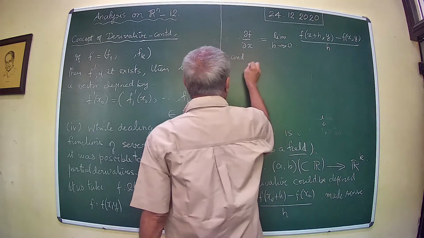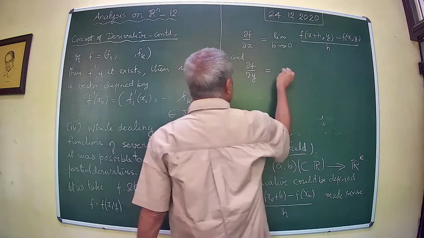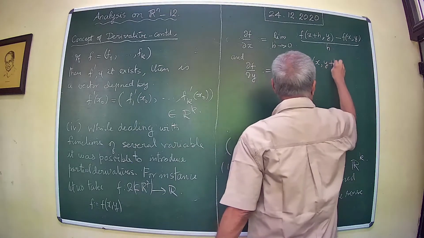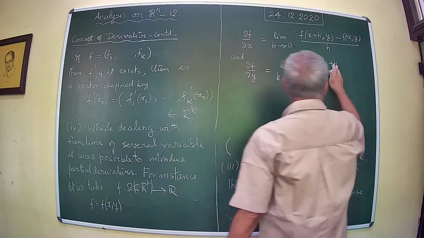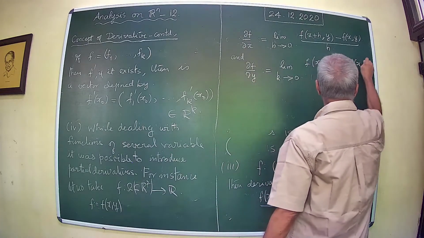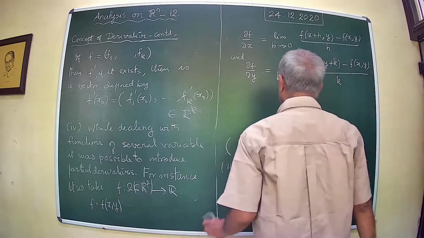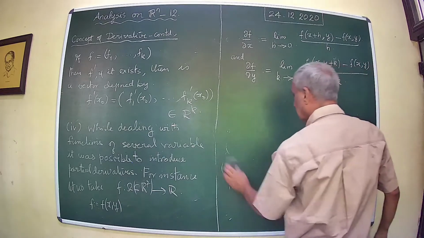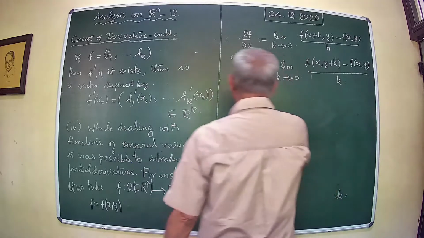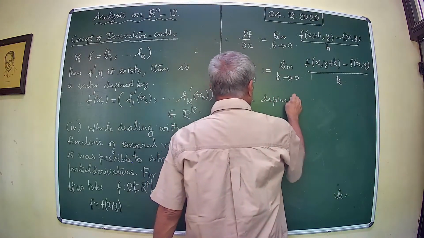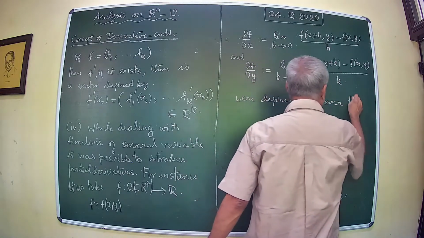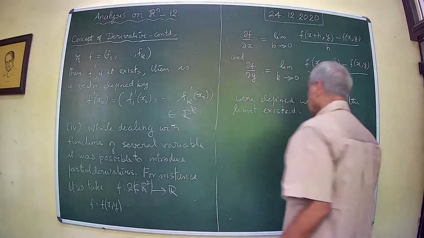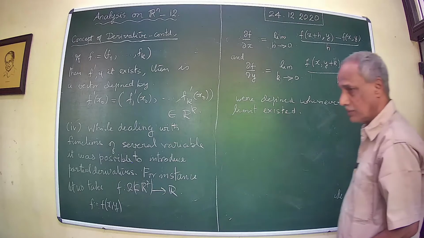defined whenever the limit exists. These were called the partial derivatives.